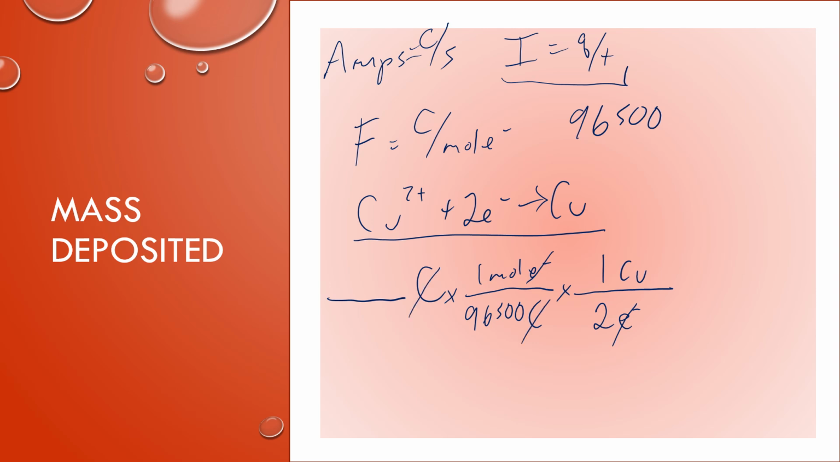Coulombs cancel. Then I can use copper's molar mass, which is 63.5, to convert into grams of copper, some number of grams of copper. So I do think this type of question is fair game. However, the calculation with amps is probably not going to be on there.